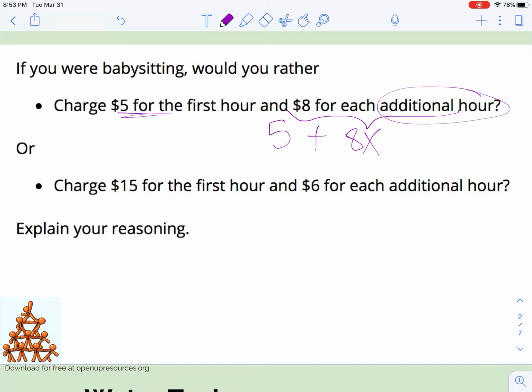And if you look at it, it starts to look really similar to y equals mx plus b, right? Because you've got the slope with the 8x and then the y-intercept with the 5. That's where this is coming from. Then this one you're going to do a similar thing, except it's $6 for each additional hour and 15 for the first. So we're going to go 15 plus 6 times x.